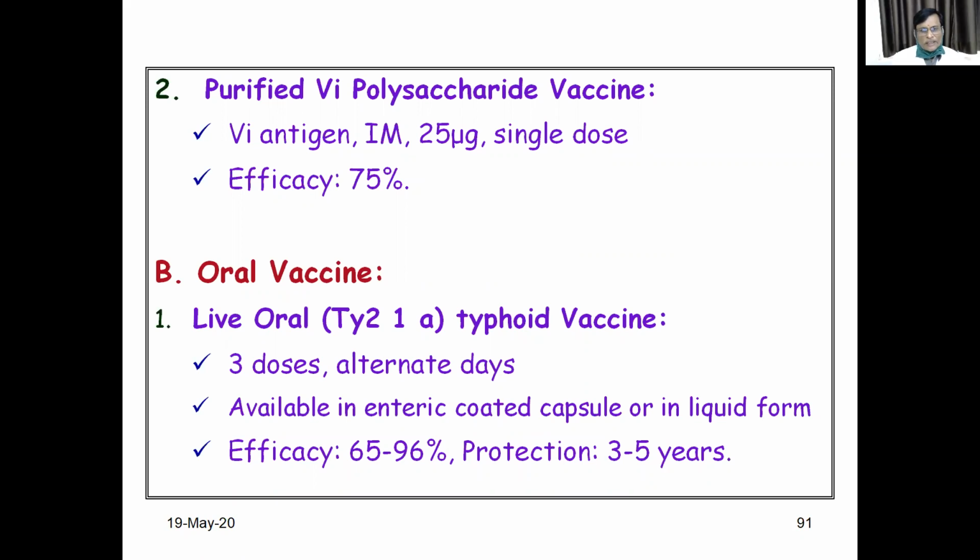Coming to the oral vaccine, live oral vaccine using the Ty21a strain is available. You have to take 3 doses on alternate days. Available in enteric coated capsules or in liquid form. Efficacy is 65 to 96%. Protection is 2 to 5 years. Here, the enteric coated capsule is taken orally. That is the oral live vaccine.